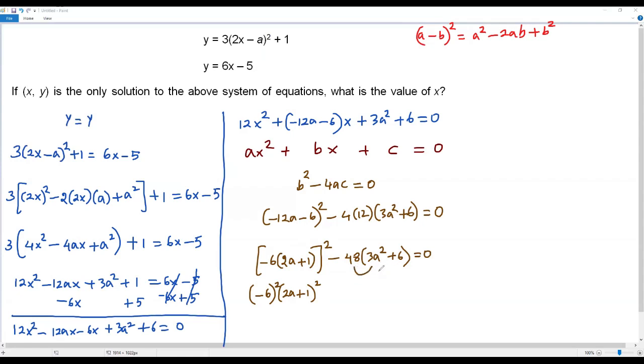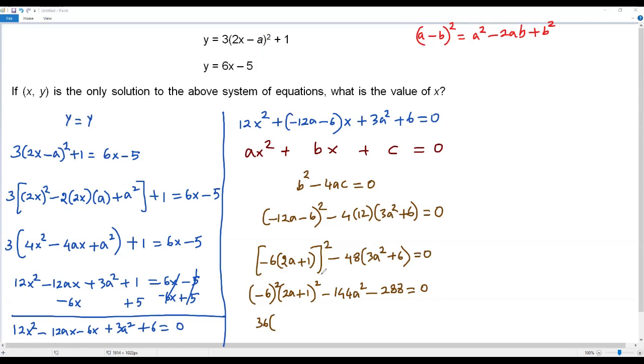So when I distribute this negative 48 to this 3a square, I'm getting negative 144a square. And when I distribute this negative 48 to this 6, let me multiply it, 48 times 6 is negative 288 equals 0. And when I evaluate this negative 6 whole square, it is 36.